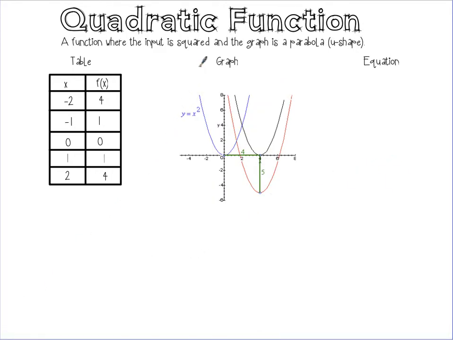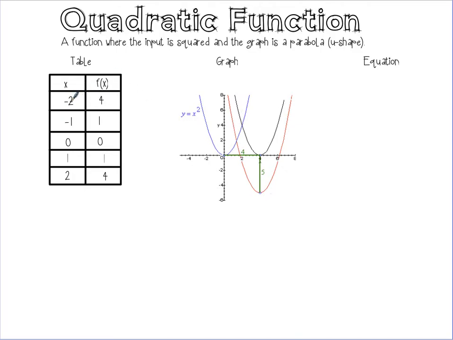A quadratic function. Okay, a quadratic function is where the input is squared and the graph is a parabola. And parabola is a U-shape. So when you see this U-shape, this curve in your graph, you know that it is a graph of a quadratic function. So if I put a graph on the board, you should be able to tell me quadratic, exponential, linear. When you look at a table, you should be able to look at the connection.